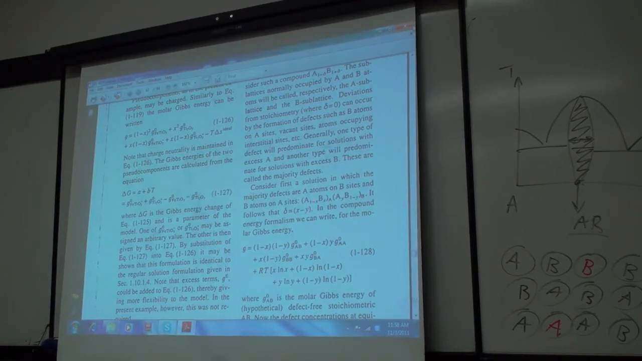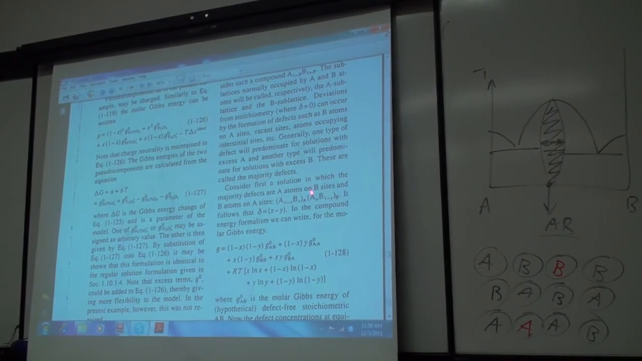Okay, so we can write it as A. Here's your A sites, your A sublattice, and this is your B sublattice. So you can have A's and B's on the A sublattice, and you can have A's and B's on the B sublattice. Normally, the normal situation is to have little x to be 0. So in other words, these sites are occupied by A, and to have little y equal to 0, these sites are occupied by B.